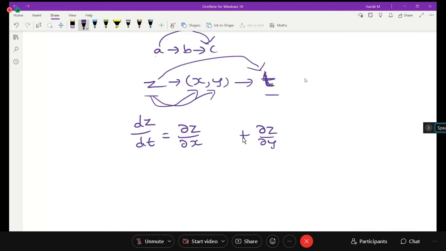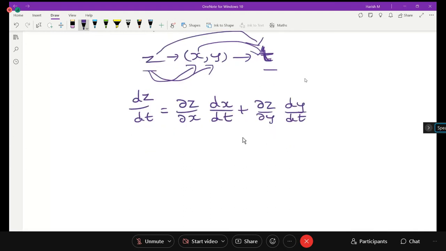But in turn, x is dependent on a single variable t. Therefore, I should have an ordinary derivative, so dx upon dt, not del x. It should be dx because ordinary derivative should be in the picture now, because x is dependent on only one variable, right? The next one here is dy upon dt, right?